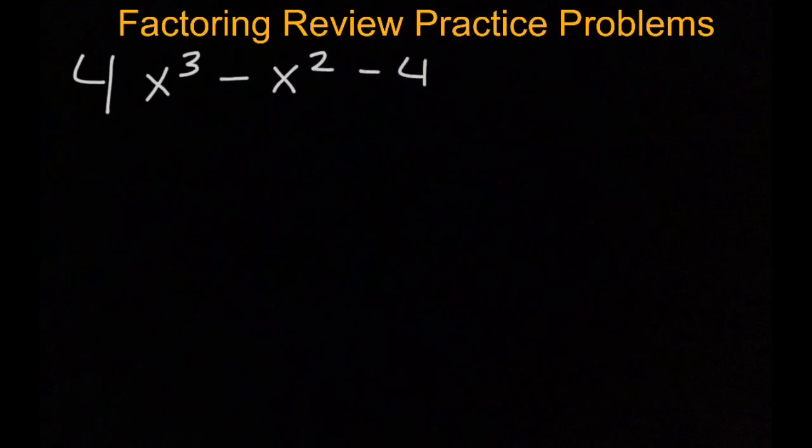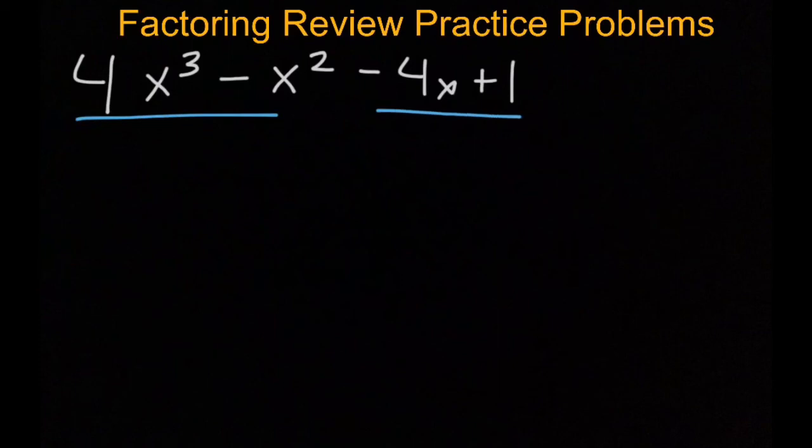For the fourth question, we're given 4x cubed minus x squared minus 4x plus 1. How would we factor something like this? So then we could use the grouping method. So let's split this into its 2 parts. For the first part, we can factor out an x squared. So 4x cubed divided by x squared is 4x, and negative x squared divided by x squared is negative 1. So for the first part, we have x squared bracket 4x minus 1.